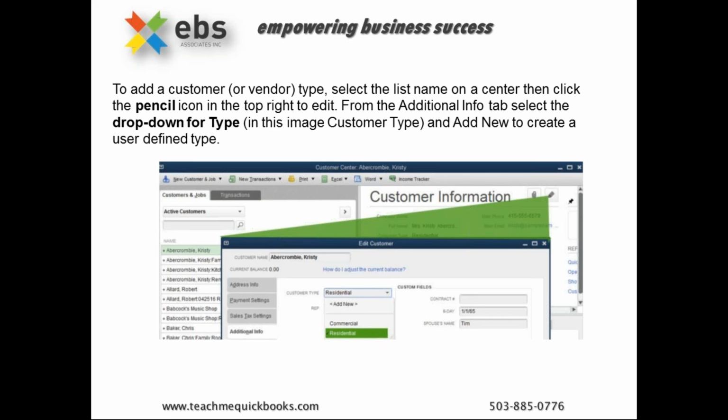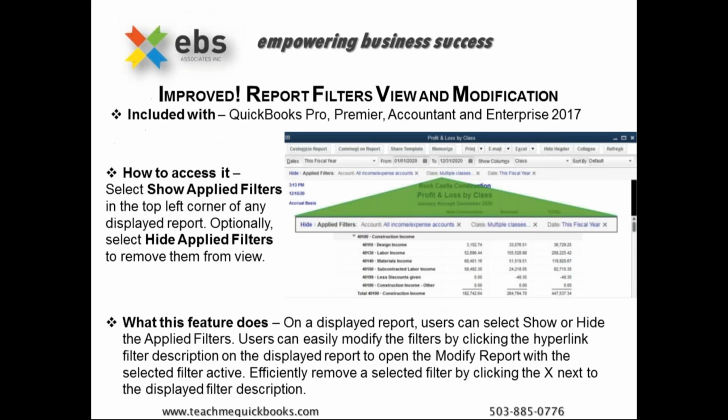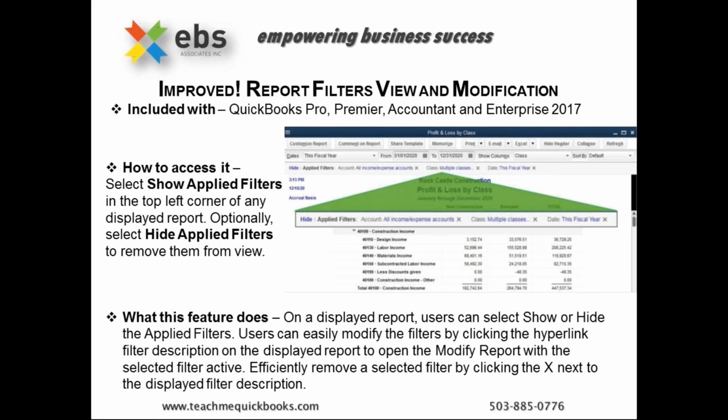Okay, back to reports. We are talking about improved report filters, view, and modification. So this is probably one of my favorites, although I have to admit I'm a really big fan of the scheduled reports. What this is talking about is how you apply your filters to a certain report. So you can select the Show Applied Filters in the top left corner of any displayed report, or you can hide them if you want to, and then it's going to capture that information. So on a displayed report, users can select Show or Hide, right? So I want to be clear about what we're looking at here, and then I'll show you what it does because this is super cool.